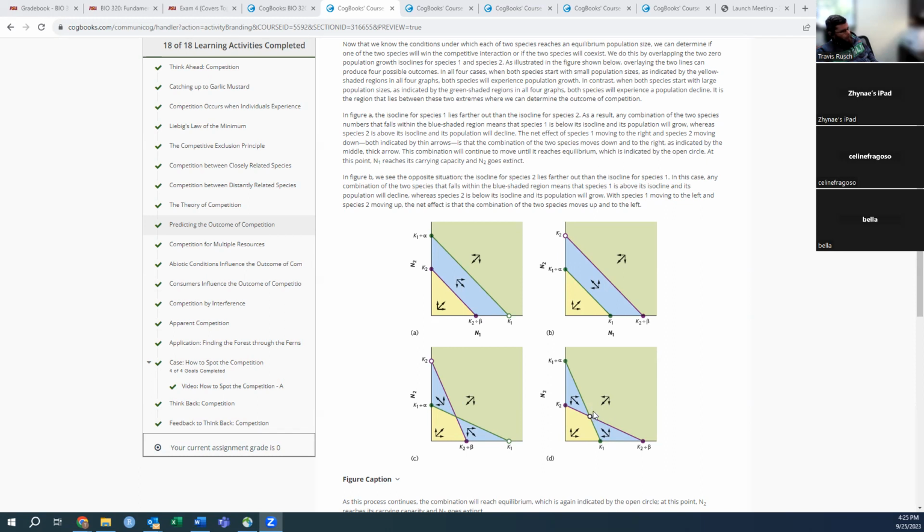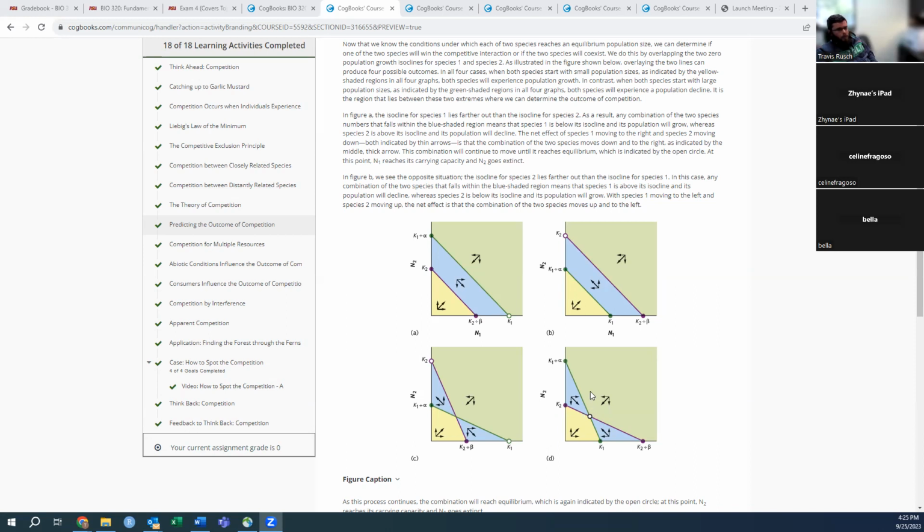And if it goes above the isocline, both of them are decreasing and pushing it back towards equilibrium. If it's below the isocline, it's increasing both populations. And on this side, instead of pushing it outward, it's pushing them inward, where one is decreasing and the other is increasing. And the net effect is stability, where both populations can coexist at the same time.